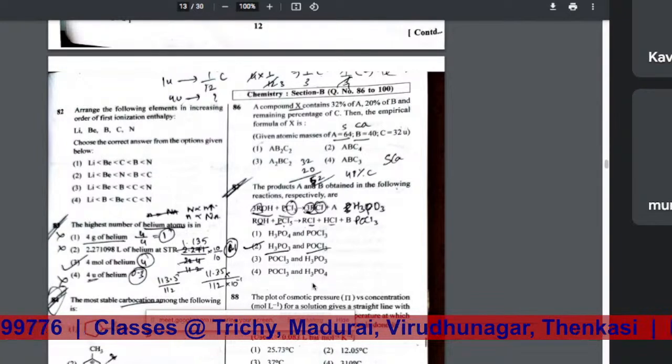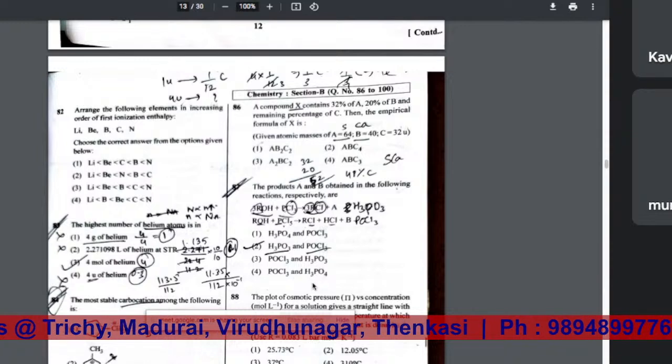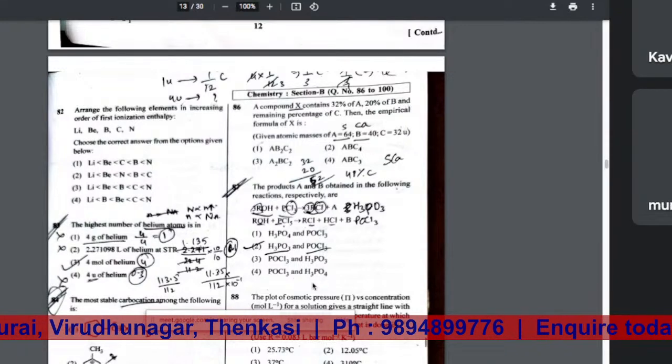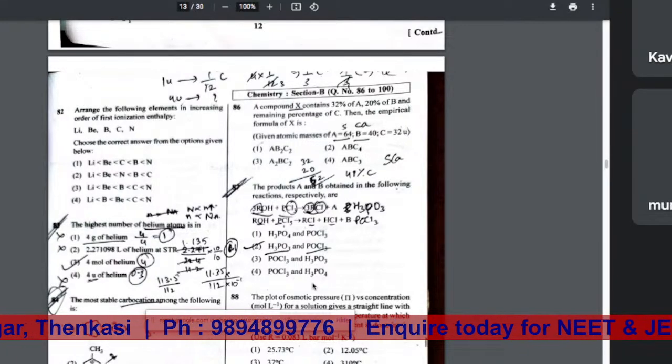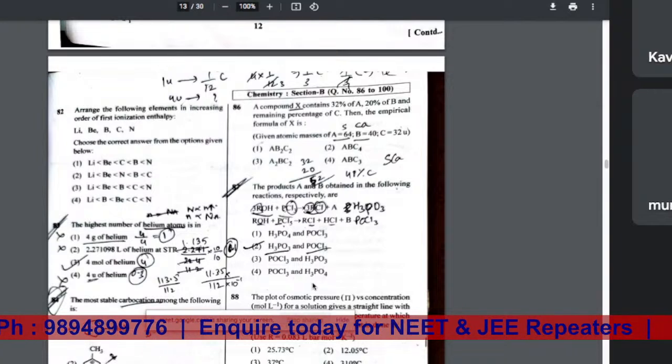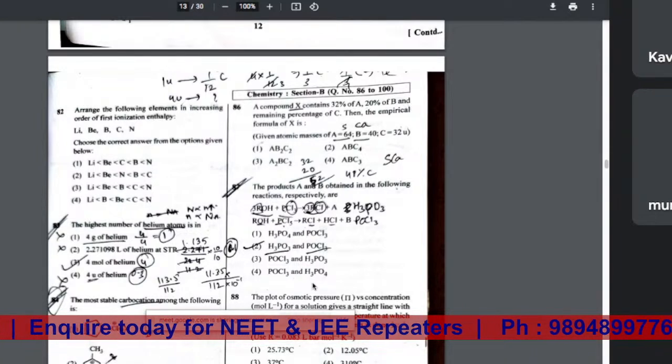Symmetrical electronic configuration is always a stable configuration. So it will take more energy. It requires more energy to remove the first electron. Means nitrogen will have the highest ionization energy. Okay. After that, carbon. Why?